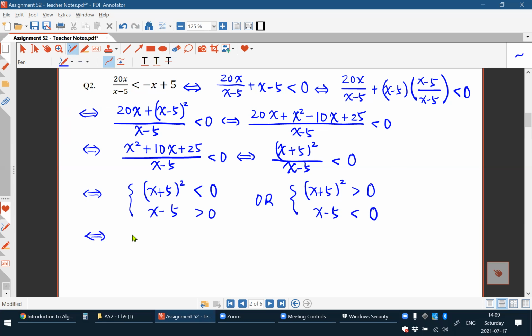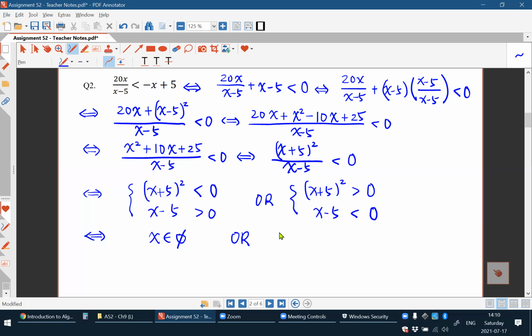So for the first case, something squared is less than 0. This cannot happen, right? No matter what x is, this cannot happen because something squared must be greater than or equal to 0. So the solution for the first case is x belongs to an empty set.